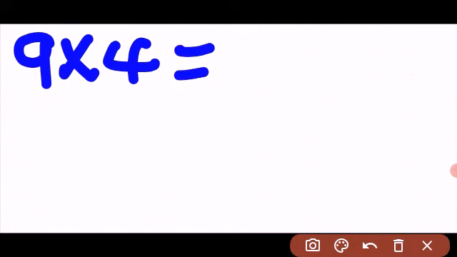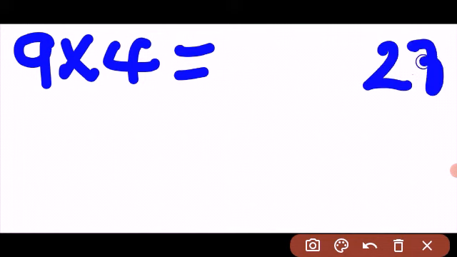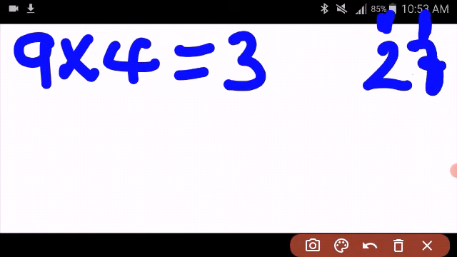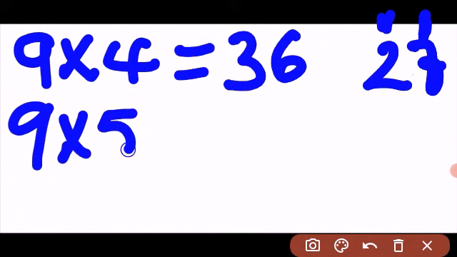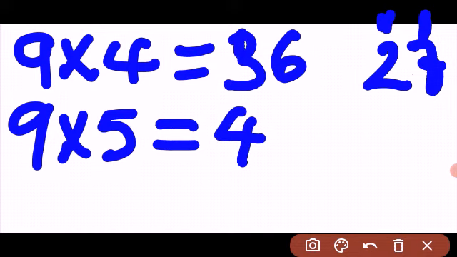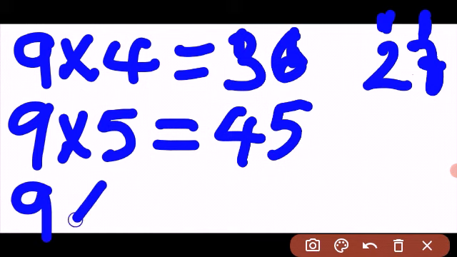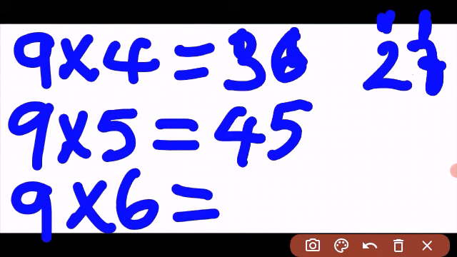Now, 9 times 4. When we did 9 times 3, we got 27. So let me write 27 here. So after counting 2, what's the next one we are going to count? 3. And then after counting 7 backwards, what are we going to count? 6. You see? 9 times 5. Now, after counting 3, what are we going to count? 4. That is upwards. After counting 6 backwards, what are we going to count? 5.